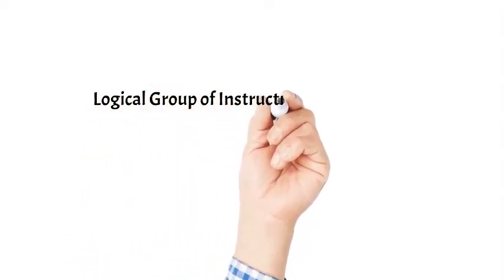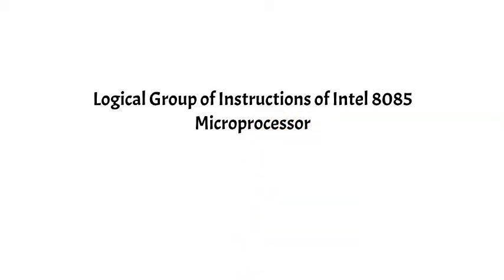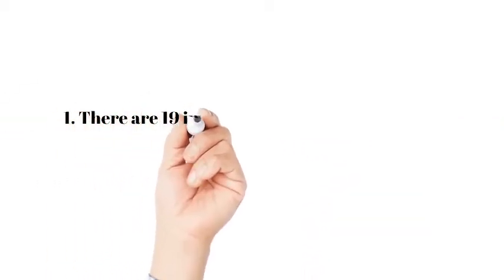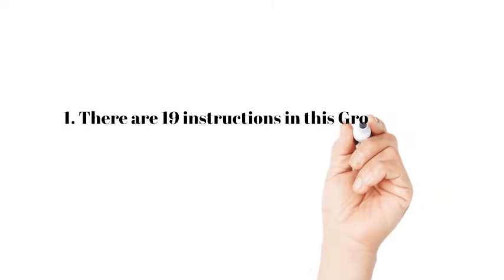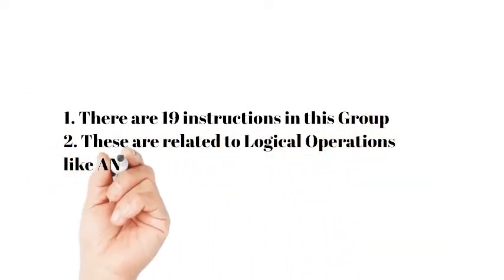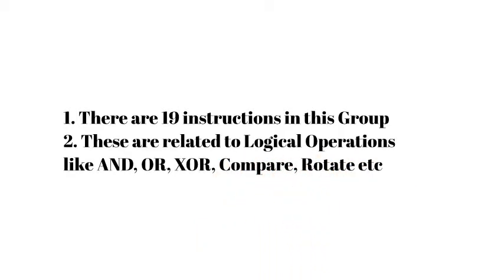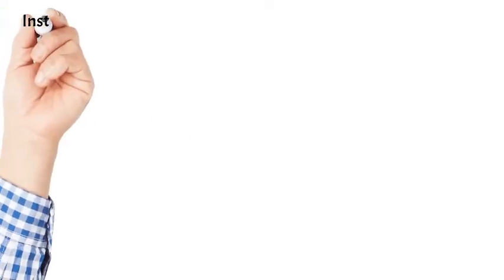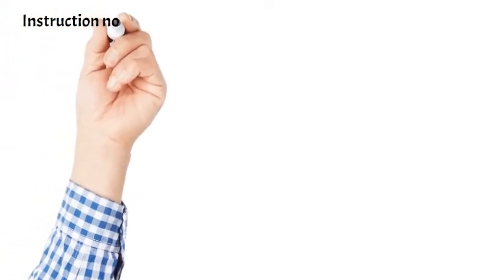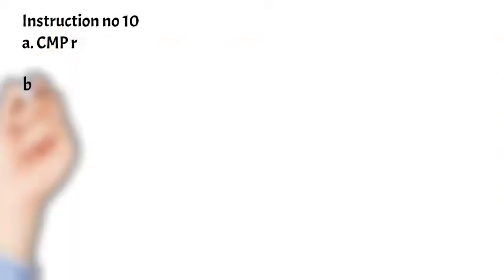Continuing on with the logical group of instructions of 8085, we have studied 9 so far. We need to study 10 more. There are 19 instructions in total, and the first 9 are covered. So instruction number 10 is CMPR.